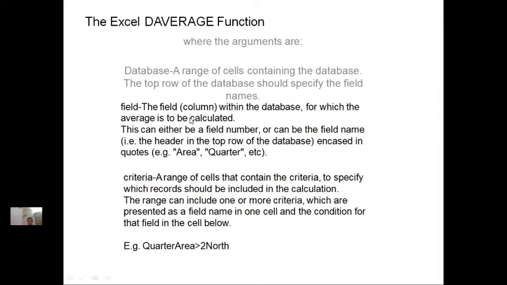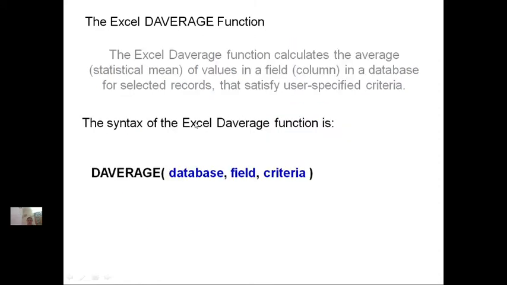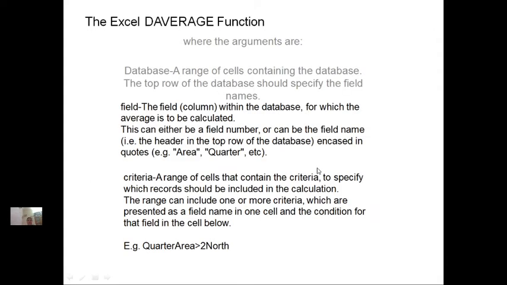Here in this slide he is explaining the arguments in the syntax. That is, the arguments in the daverage syntax: database, field, criteria. Now what is database? A range of cells containing the database. The top row of the database should specify the field names. Next is the field. The field within the database for which the average is to be calculated. This can either be a field number or the field name.